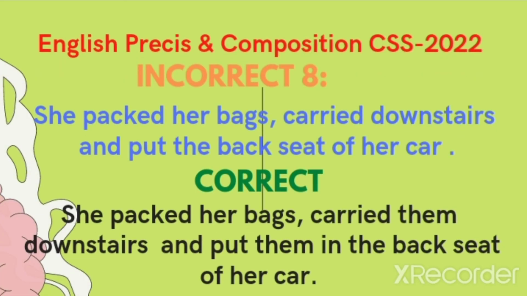Number 8, and the last incorrect sentence from the English Precis and Composition paper CSS 2022 is: she packed her bags, carried downstairs and put the back seat of her car. Explanation: in this sentence there are a number of mistakes. First, the sentence lacks the pronoun them before the word downstairs and them after the verb put. Second, another error is a preposition error. If we put something in a car seat, we always say in the car seat or in the seat of the car. So we must put the preposition in before the noun phrase, the back seat of her car. Thus the correct sentence is: she packed her bags, carried them downstairs and put them in the back seat of her car.